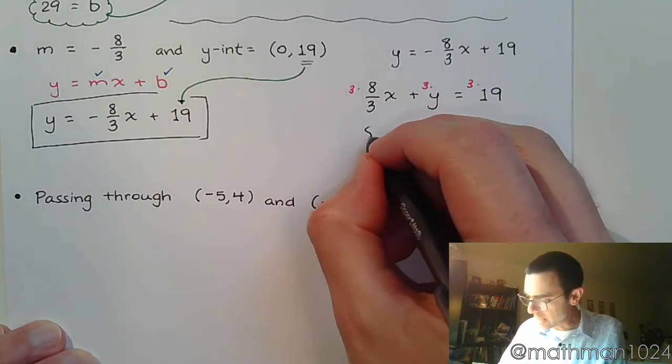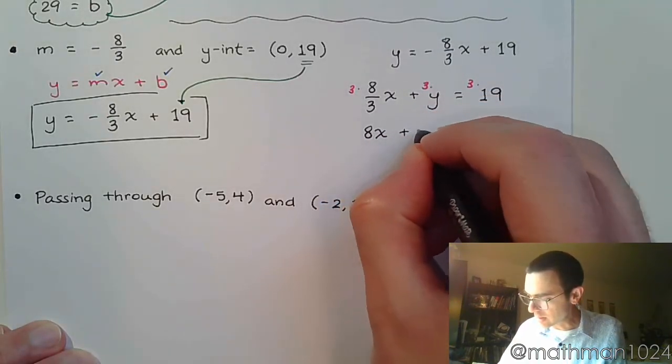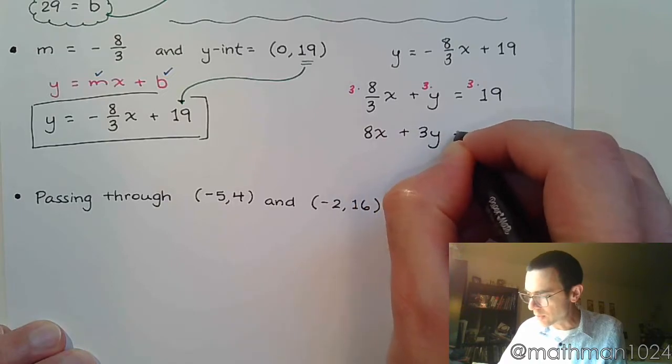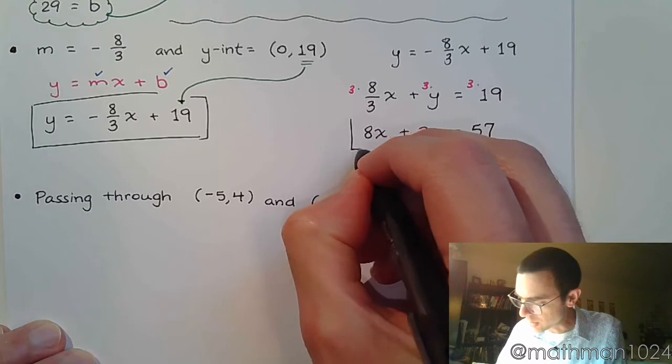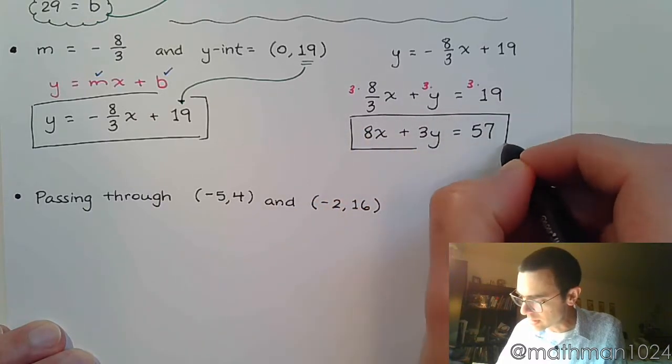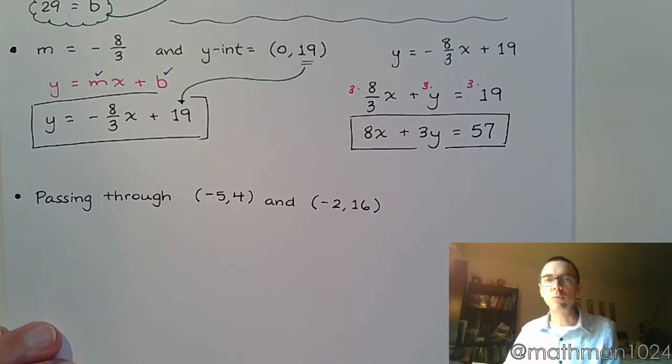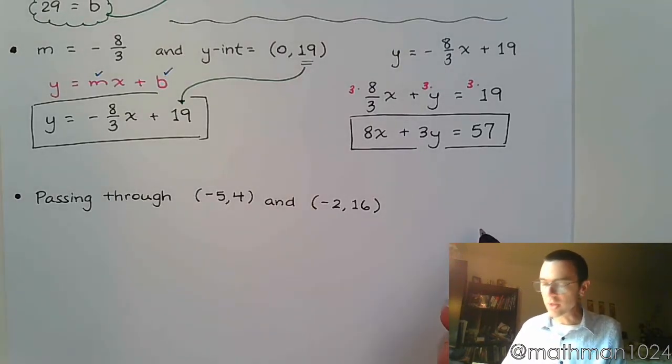That's going to leave us with 8x plus 3y, and 3 times 19 is 57. So here would be your answer in standard form.